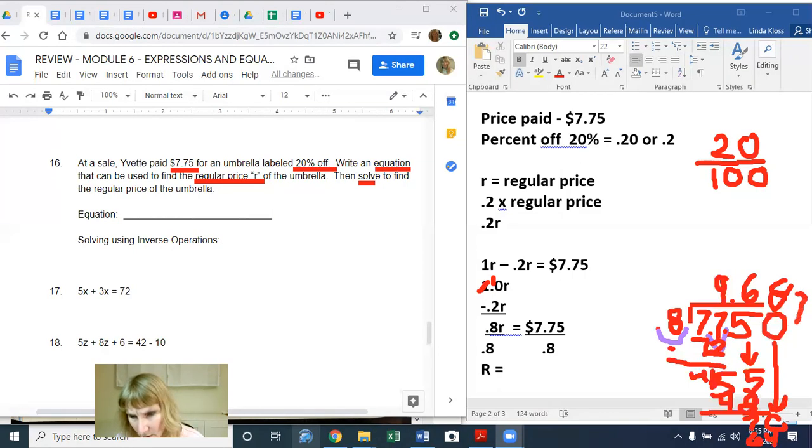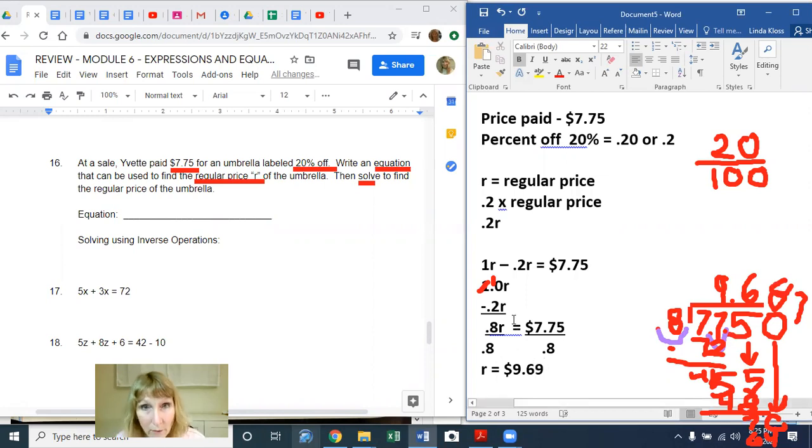So now I can round. And I'm going to go back over here now. All of that was just to show long division for $7.75 divided by 0.8. That comes out to $9.69, and then we're going to round this 8 up because the 7 is bigger than 5.